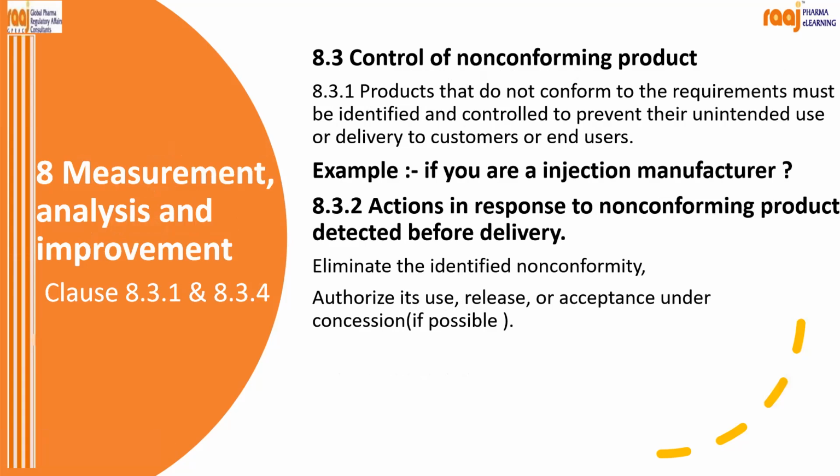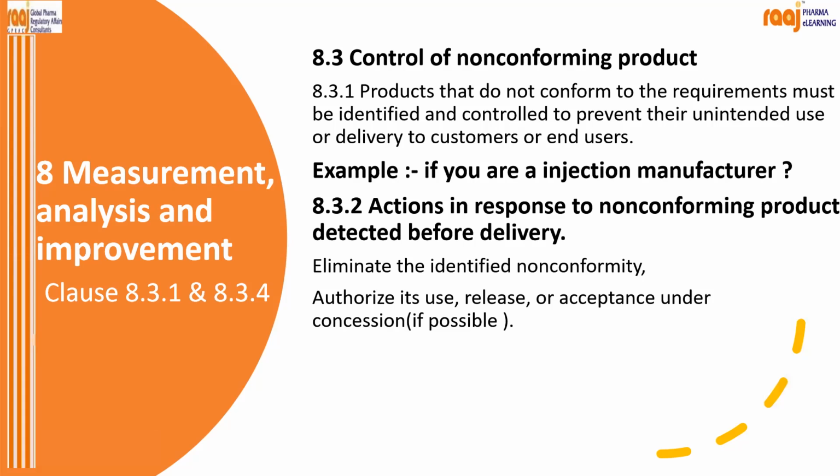define that policy or the procedure. The products that do not conform to the requirements must be identified and controlled to prevent their unintended use or delivery to customers or end users. So you have to identify them and keep them separately. An SOP should be there for this, and you have to define how you maintain the record, before it reaches the customer.